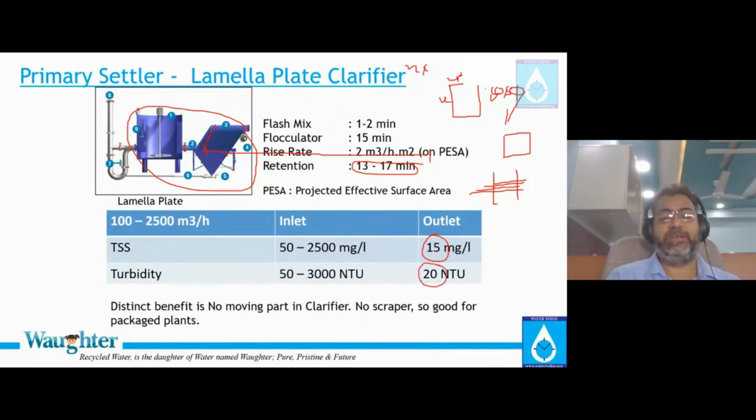What is one additional distinct benefit? A beautiful benefit is no moving part in the clarifier. Now the second part I'll explain: why no moving part in the clarifier. So imagine there is some sludge deposited here, here, here. You can see some tiny dots, red dots. I'm just putting some red dots. What happens is these dots will start sliding towards the bottom of the plate.